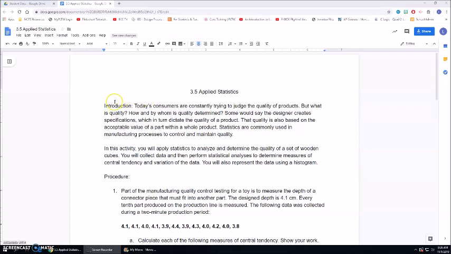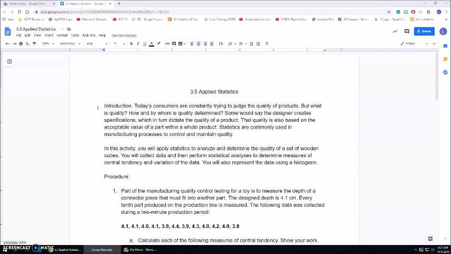So, first of all, your introduction for this assignment is: today's consumers are constantly trying to judge the quality of products, but what is quality? How and by whom is quality determined? Some would say the designer creates specifications, which in turn dictate the quality of the product. That quality is also based on the acceptable value of a part within a whole product. So we talked about this a little bit in the presentation with the box example I gave you. Anytime we create a product for commercial sale, there's always a tolerance of how much we can accept in terms of error.